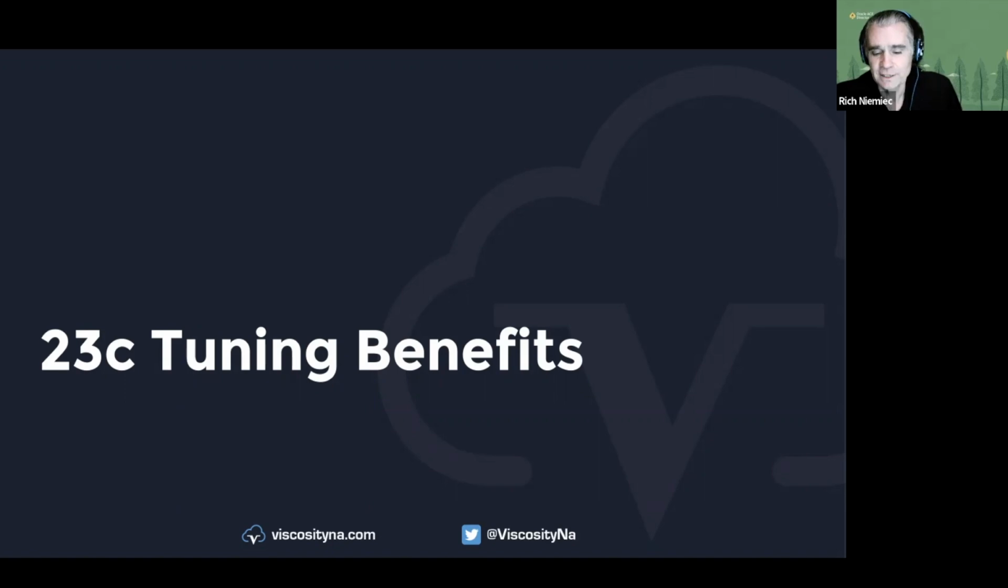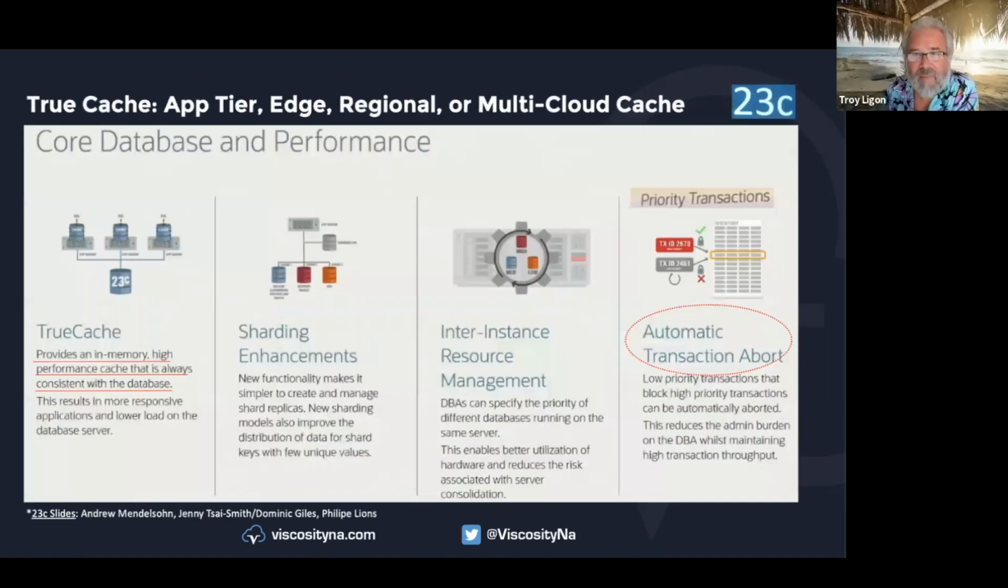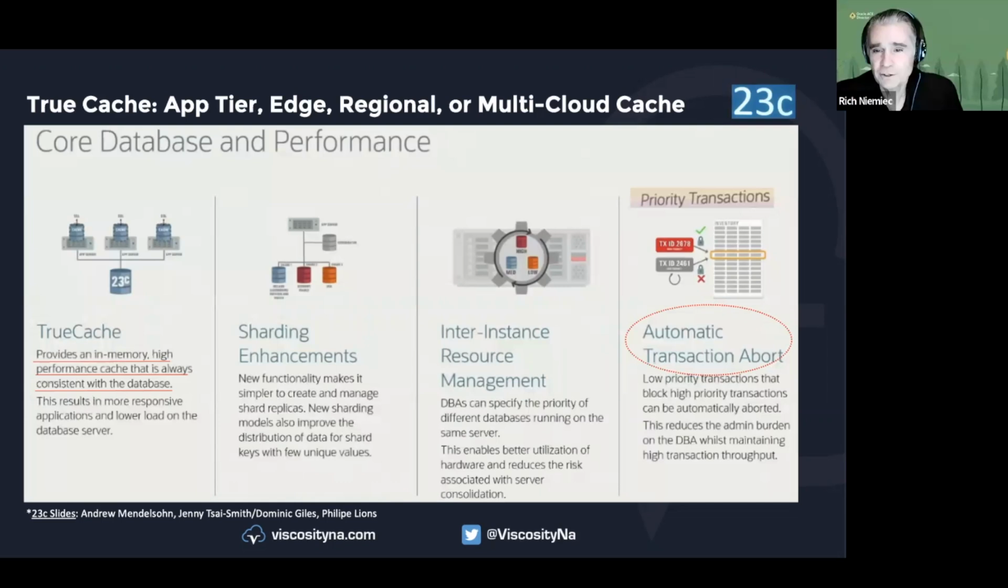And if we look on the next slide, one of the first ones is true cache. You have a lot of databases out there that somebody built in the last few years that are eventually consistent. Oracle took it one step better. Not only do they have ACID transactions, but now they have true cache at the app tier, at the edge cache, regional cache, multi-cloud cache, so you can get the latest consistent results that are out there. They've also added some sharding. Very good if you're in multiple countries and you want to have different roles and things like that. Sharding is very good. Inter-instance resource management, so you can set priorities.